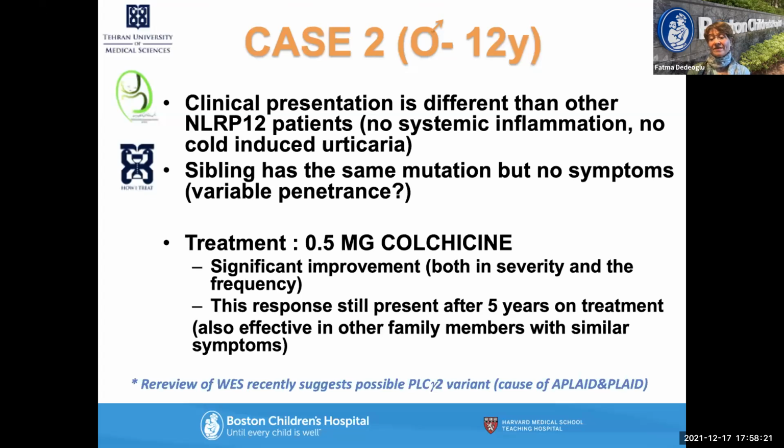a PLC gamma-2 variant that is the cause of what is called APLAID, another form of autoinflammatory disease. So it doesn't really fit into both. These are the cases where it's very difficult to know which bucket to put him in, but there's a possibility that these two mutations are modifying each other and cause this unique presentation that's very colchicine responsive.